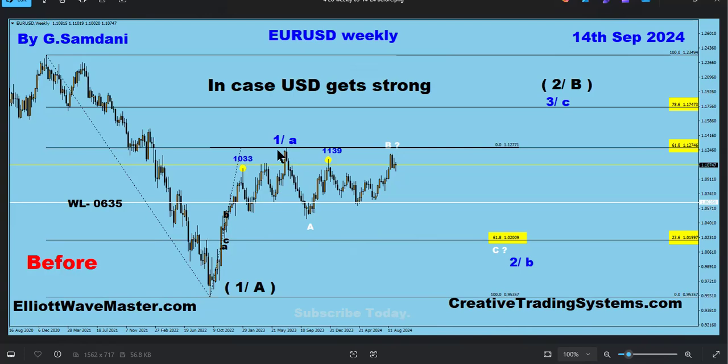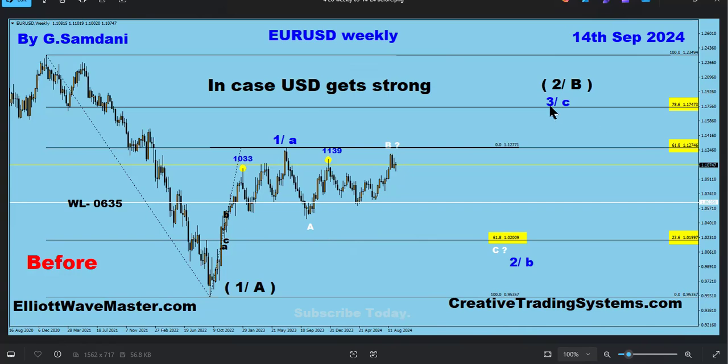Then I said this could be wave 1 or A, and then A, B, C, that's 2 or B, and then it is going to come down here, and this A, B, C white count, and then it's going to go up to 78% for 3 or C. That would be the correction, or wave 3. Or maybe if it's going to go for wave 3, it will probably go up higher, right?